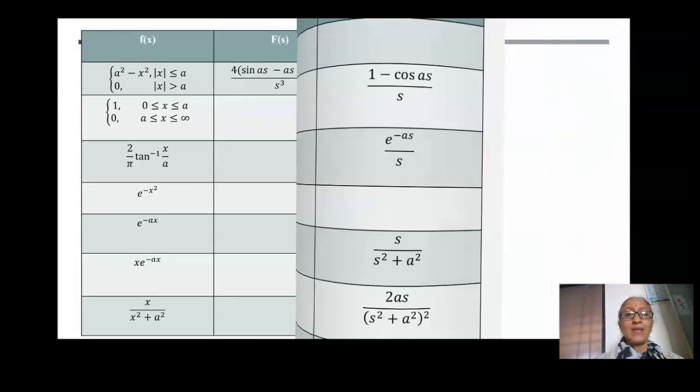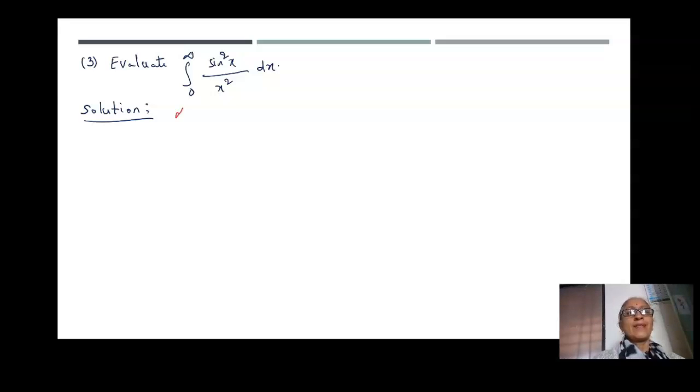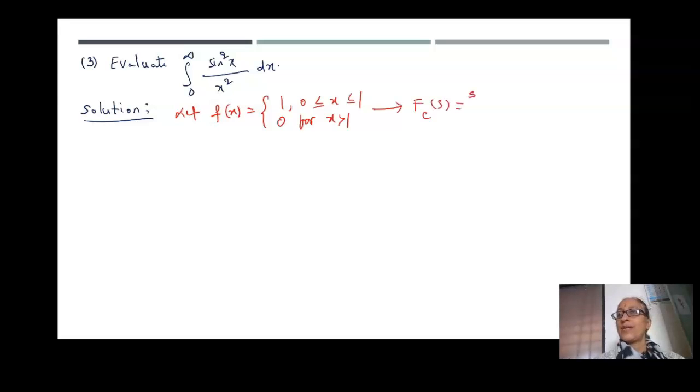So according to that table, we can consider f(x) as: let f(x) equal to 1 when 0 less than or equal to x less than or equal to 1, and 0 for x greater than 1. Consider this function. Now, if the function is this, then its Fourier cosine transform Fc of s equal to sin s by s. We can find it here. After choosing this function, by applying the cosine transform formula, we can find that cosine transform. Here the function is f(x) equal to 1 in the interval 0 to 1 and 0 for x greater than 1. Now let us check the Fourier cosine transform for this function.